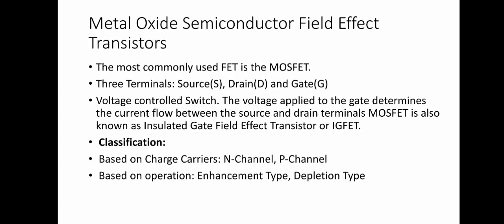Metal oxide semiconductor field effect transistors are the most commonly used FET. It has three terminals: source, drain and gate. It is also called a voltage controlled switch because the voltage applied to the gate terminal determines the current flow between the source and drain terminals of the MOSFET, and it is also called the insulated gate field effect transistor, IGFET. Based on charge carriers, there are two types, n channel and p channel, and based on operation there are two types, enhancement type and depletion type MOSFETs.